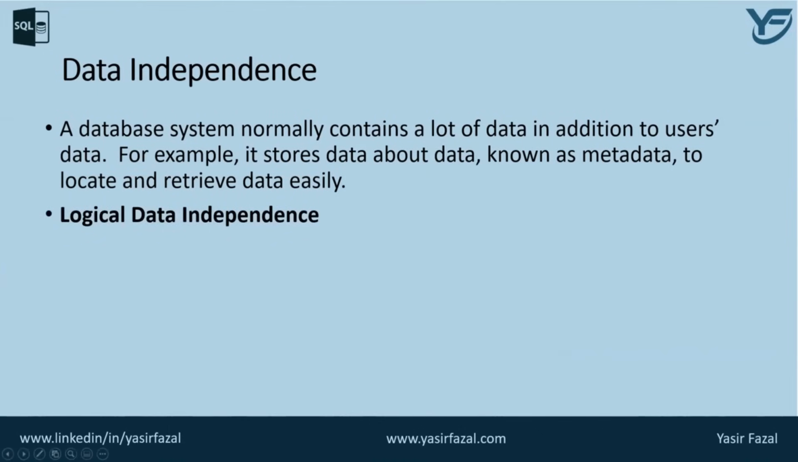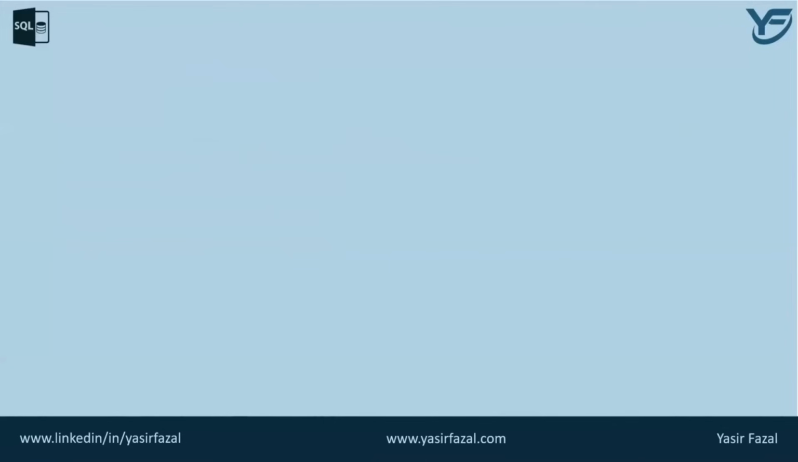So data independence is basically categorized into two types: logical data independence and physical data independence. So let us discuss both of them one by one.